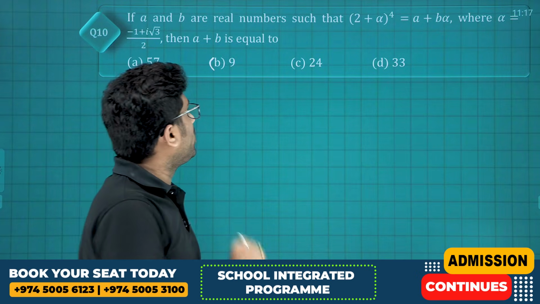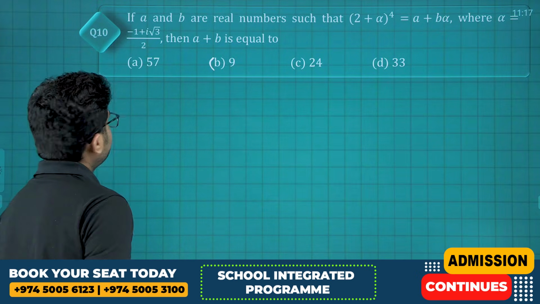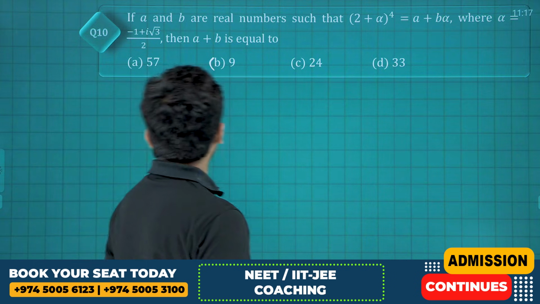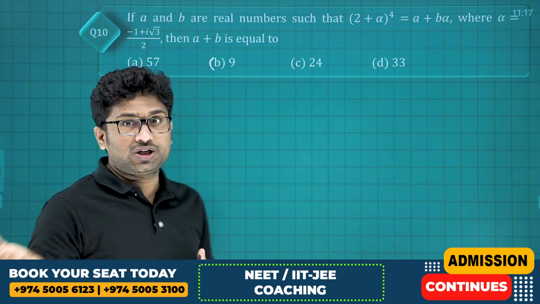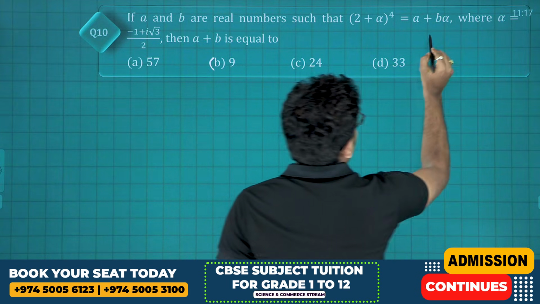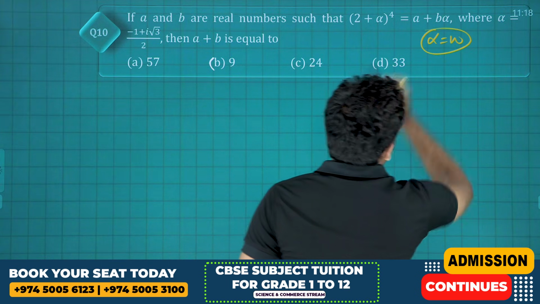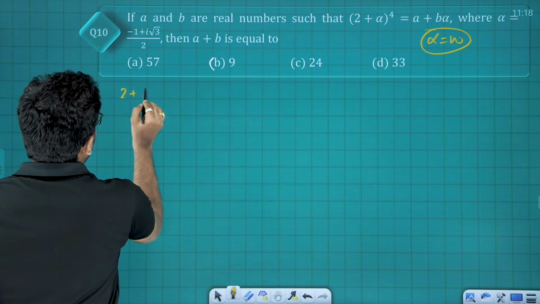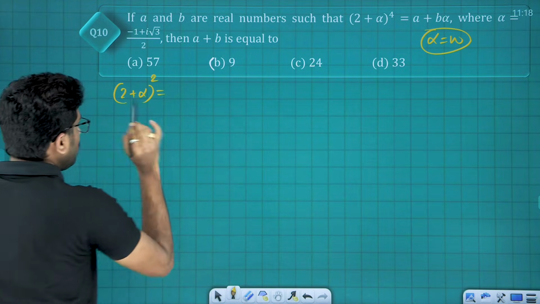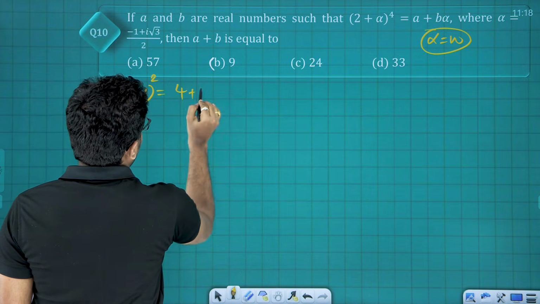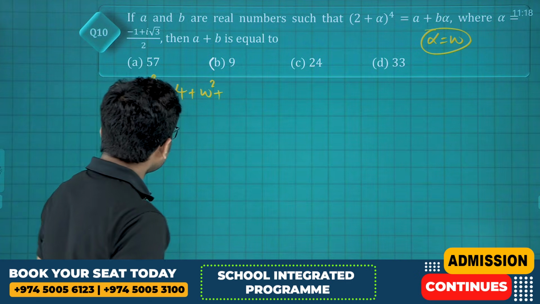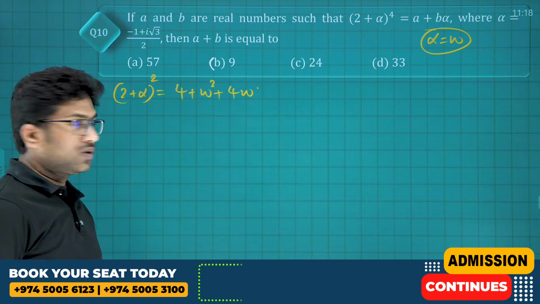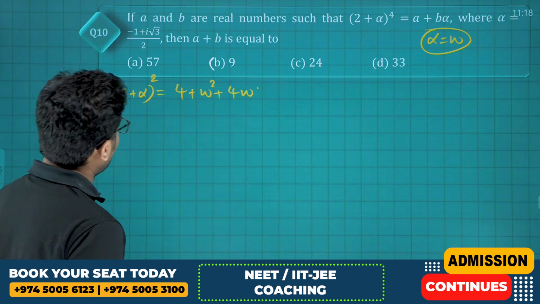If a and b are two real numbers such that (2 plus alpha) power 4 is equal to a plus b alpha, where alpha is minus 1 plus i root 3 by 2, what is this alpha? It is nothing but omega. Here alpha is equal to omega. Okay. Now first we'll do (2 plus alpha) whole square. So that is 4 plus omega square plus 4 omega.